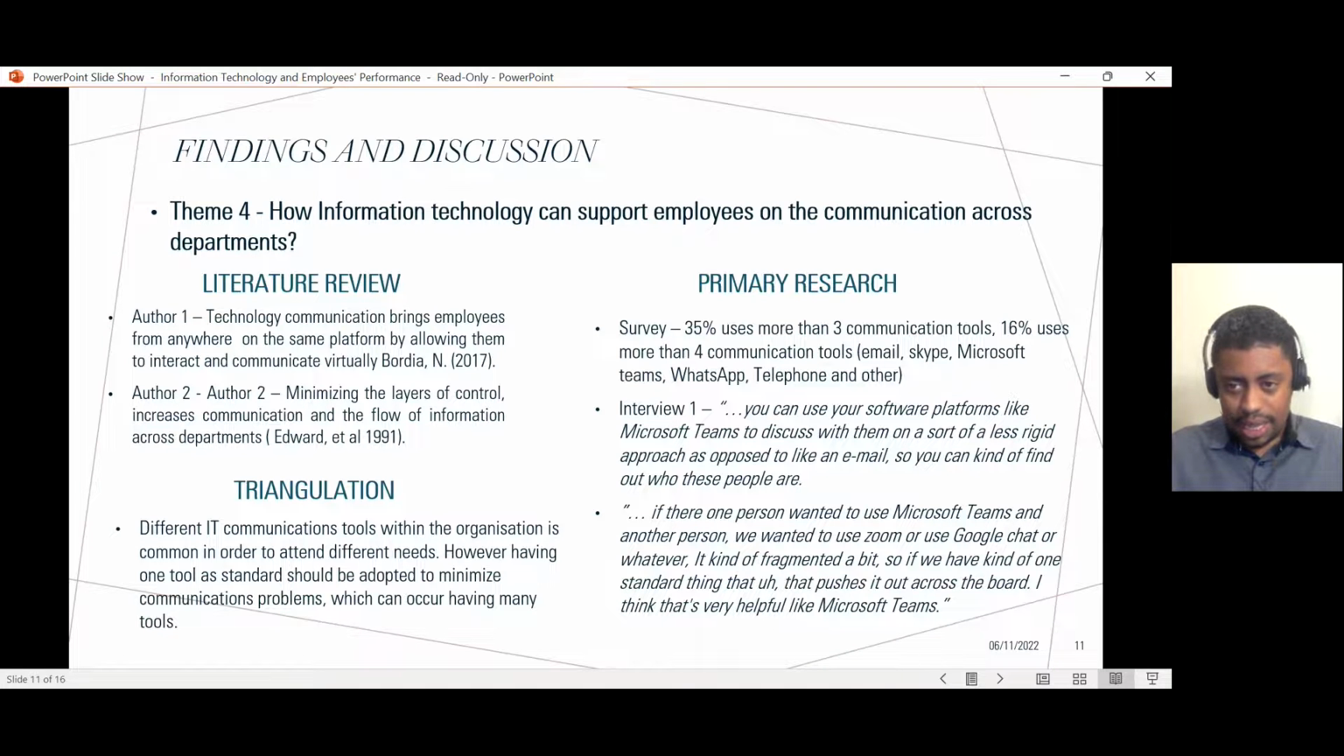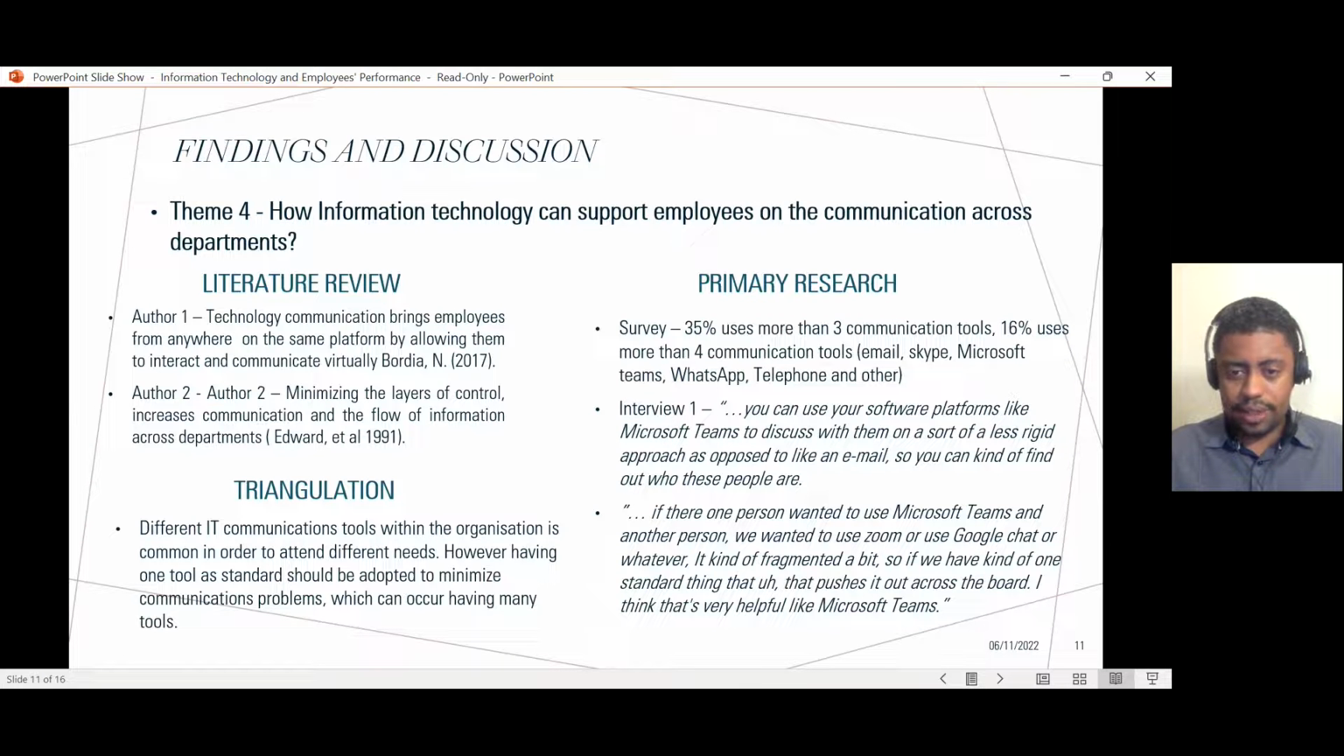However, having many IT communication tools can affect the communication across departments. So in my research, I found out that 30% use more than 3 communication tools, 60% use more than 4, such as email, Skype, Microsoft Teams, WhatsApp, telephone.